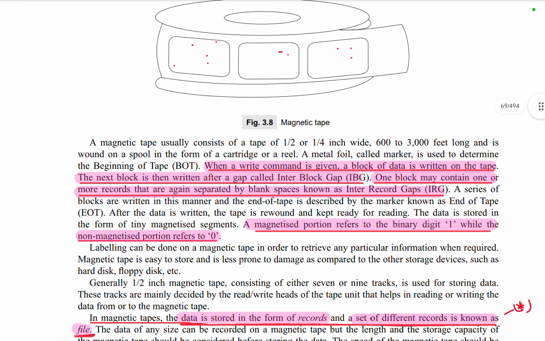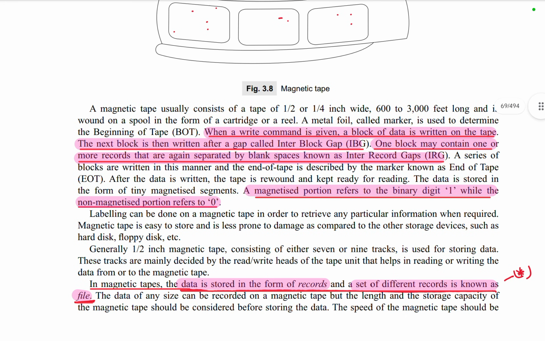When a write command is given, a block of data is written on the tape. The next block is then written after a gap called the interblock gap. One block may contain one or more records that are again separated by blank spaces known as inter-record gaps. A magnetized portion refers to the binary digit 1, while the non-magnetized portion refers to 0.